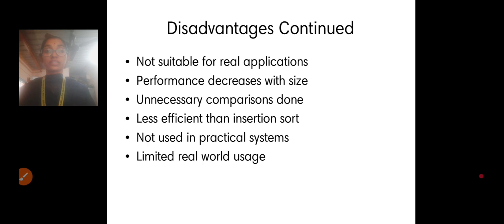Not suitable for real applications. Performance decreases with size. Unnecessary comparisons done. Less efficient than insertion sort. Not used in practical systems. Limited real-world uses.